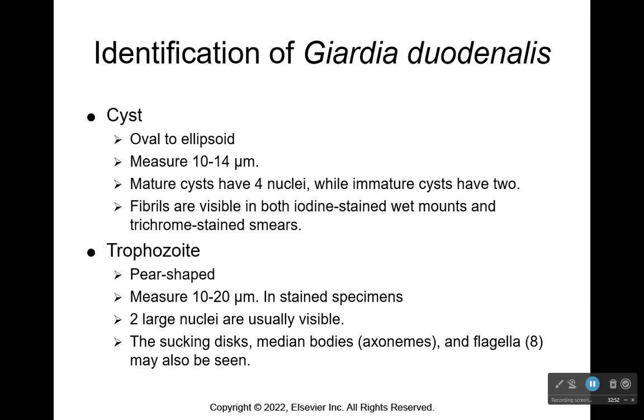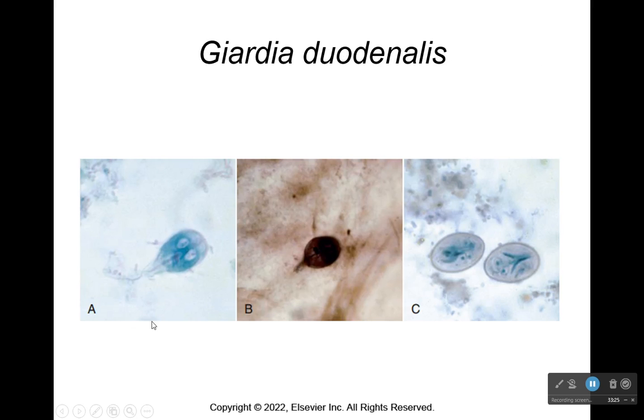It is an oval-shaped cyst. It has 4 nuclei in the mature cyst; the immature may only have 2. The little flagella fibrils are visible in stained wet mounts and in stained smears. The trophozoite is pear-shaped, has 2 very large nuclei, has the sucking disc and flagella that you can sometimes see. Here's the picture. Yeah, it is in here.